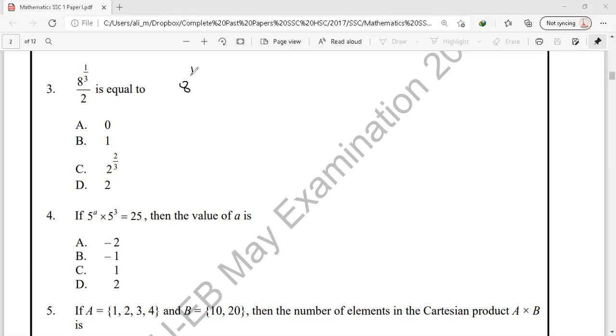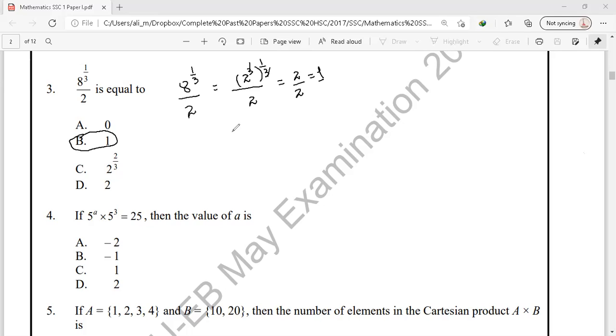So 8 raised to the power 1 over 3, divided by 2. So 8 raised to the power 3. Let's break this 8 into its prime factors. So it would become 2 raised to the power 3 and whole power 1 over 3, divided by 2. This 3 and this 3 will be cancelled out. So we will get 2 over 2, that is equal to 1. So the correct option in question number 3 is option B. Let's see question number 4.